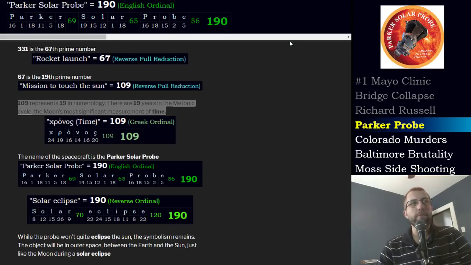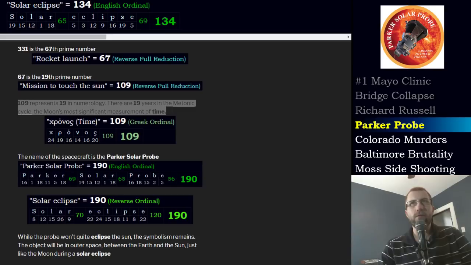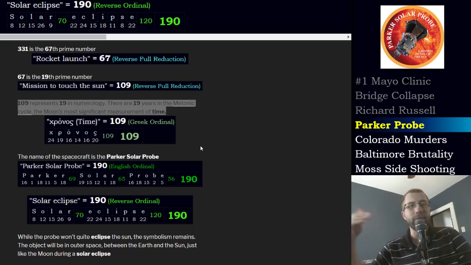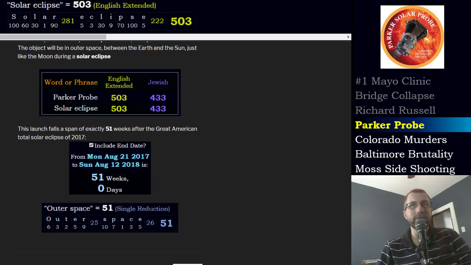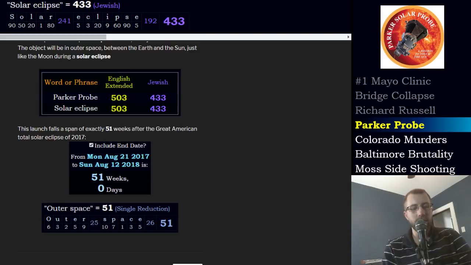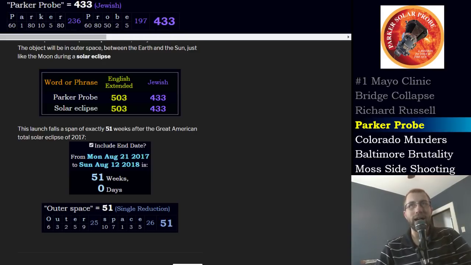In the alphabetic order, Parker's solar probe equals 190. And think about how solar eclipse is 190. And it's interesting because every 19 years, we often get a solar eclipse on the same date as we did 19 years prior. And it's strange, of course, the Parker probe won't be eclipsing the sun, but it will be between us and the sun. Notice how solar eclipse has the same gematria, 503 extended, 433 in Jewish. Parker probe, 503 extended, 433 in Jewish.